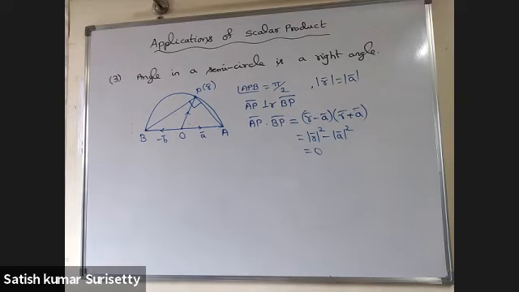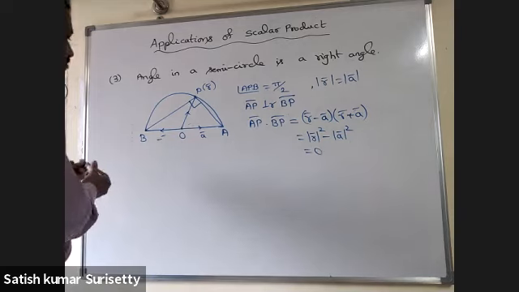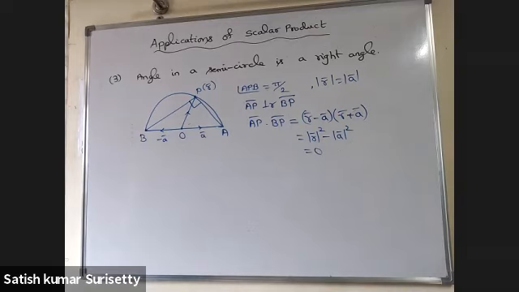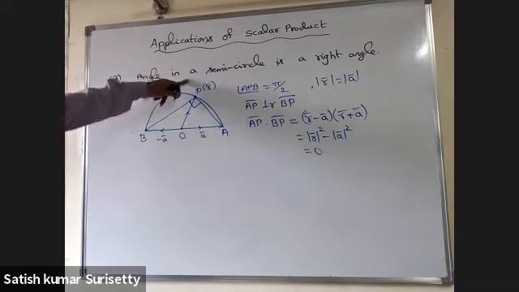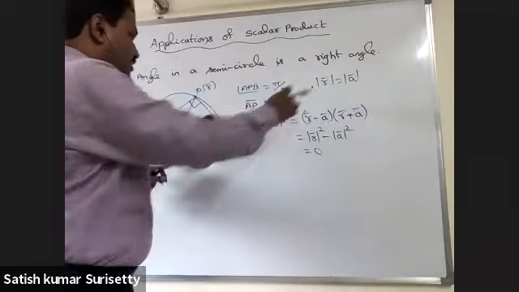Angle in a semicircle is a right angle. So take O as the center, position vector of A as A bar, then position vector of B will be minus A bar. Take position vector of the point P on the semicircle as R bar. So OP is the radius, OA is also radius. So modulus of R bar is the same as modulus of A bar.